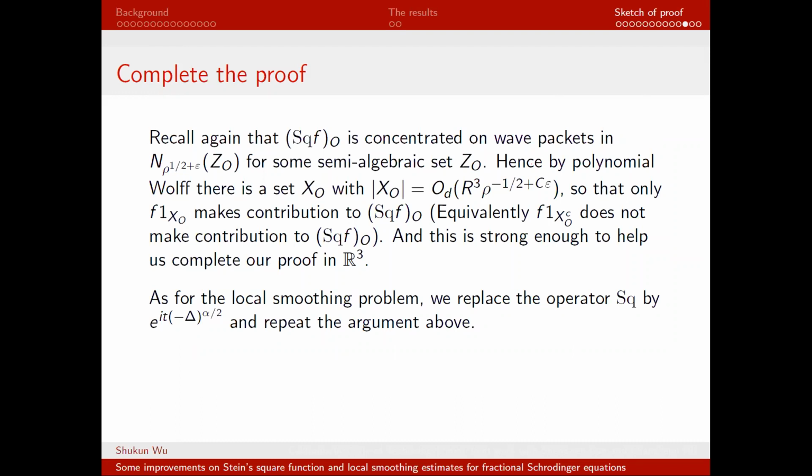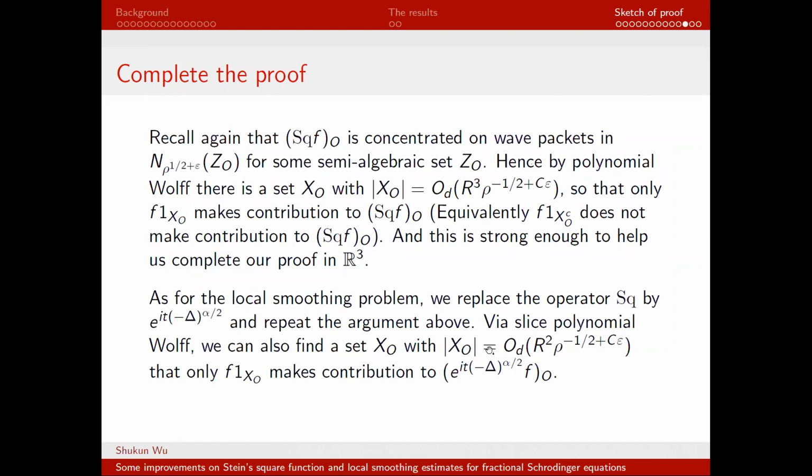As for the local smoothing problem, we just replace the square function operator by the fractional Schrodinger operator and repeat a similar argument as above. We use the sliced version of polynomial Wolff so that we can also find a set X0 in R2. It has an upper bound with a saving roughly the negative half, so that only F restricted to this set will make a contribution to the cell function. This basically completes the proof of the local smoothing problem in R3.